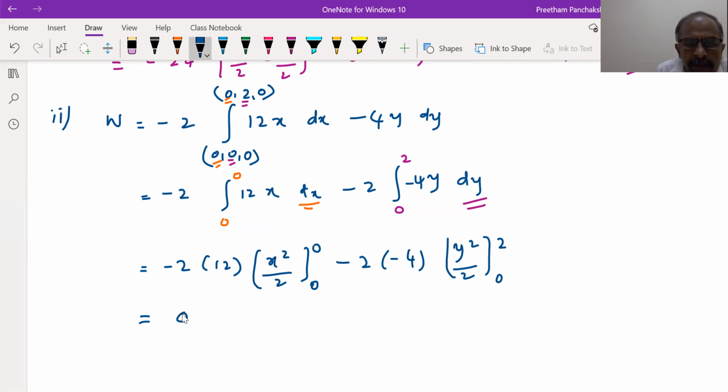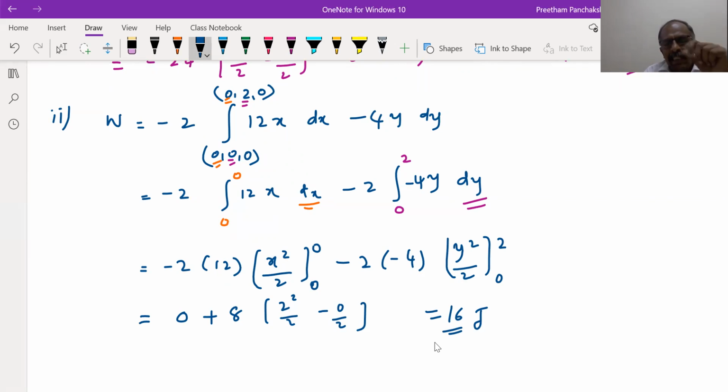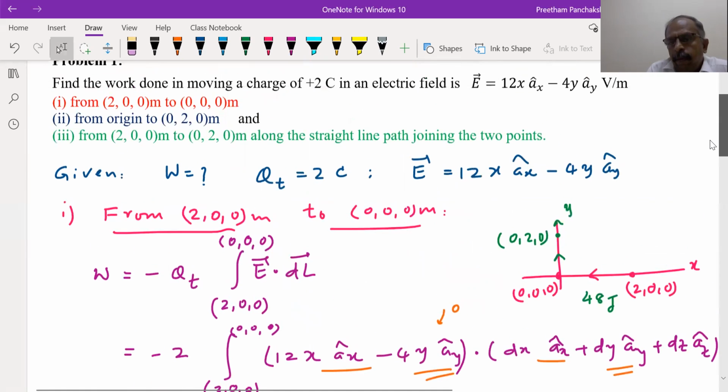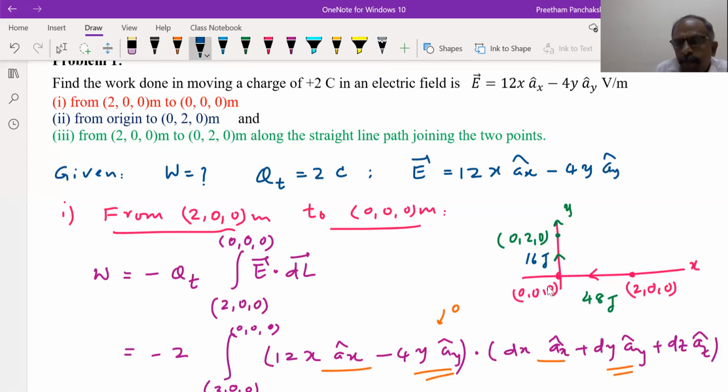So finally, the first term is 0. It's 8. 2 square by 2 minus 0 by 2. So finally, we are going to get 16 joules. So along the second path, we are getting the work done as 16 joules. So if you come down here, we found that 16 joules from 0, 0, 0 to 0, 2, 0.